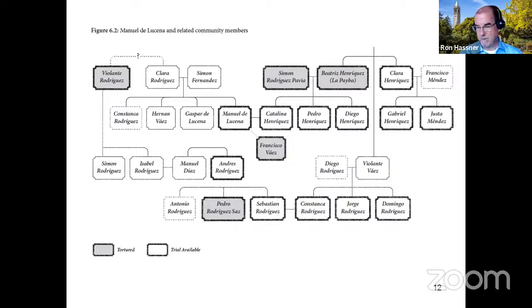In the standard account, Luis leads the Jewish community, and then under torture betrays the Jewish community. And that's only partially true. It is true that he, under torture, revealed the names of 121 other Jews in that community. But what I now know, and what was not previously known, is that Manuel de Lucena had already shared those names with the Spanish Inquisition.